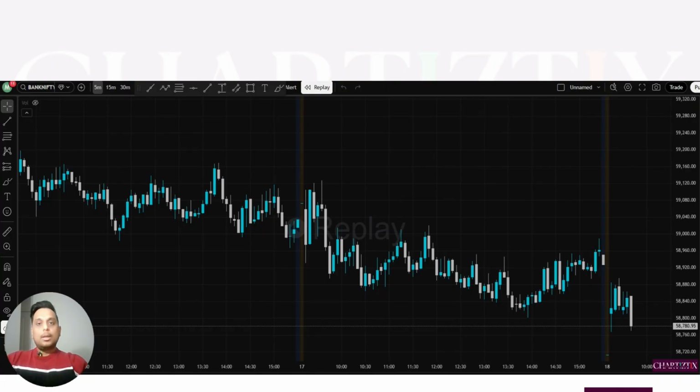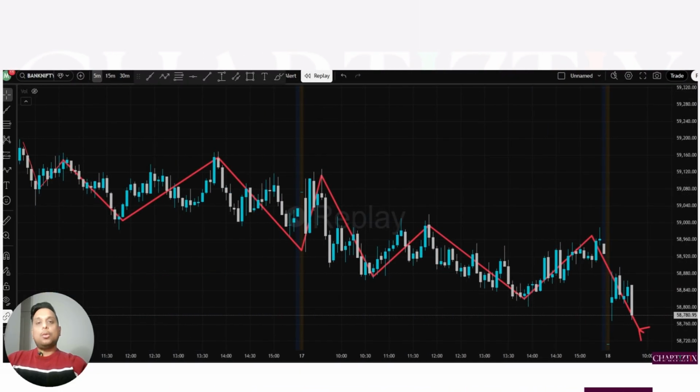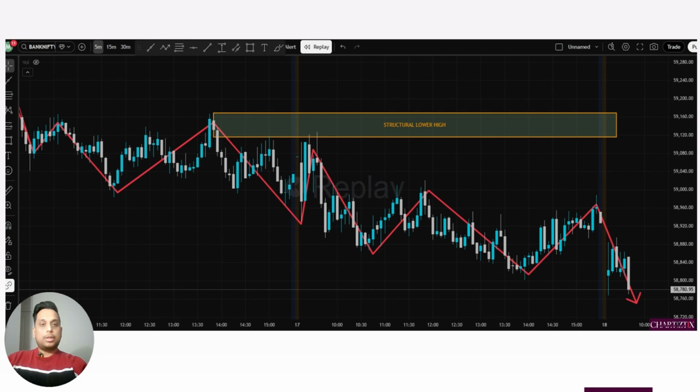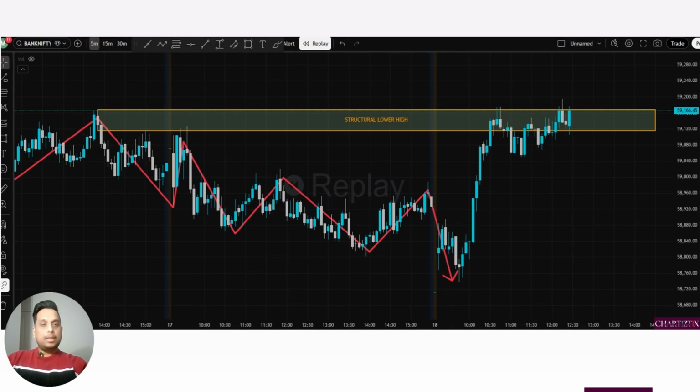So at this point, I can clearly see the price is trending lower. The price is continuously forming lower highs, lower lows, lower highs, lower lows. The top of the structure becomes our important lower high structure. Now we see a bullish intent. So this is just an intent, it is not a confirmation.